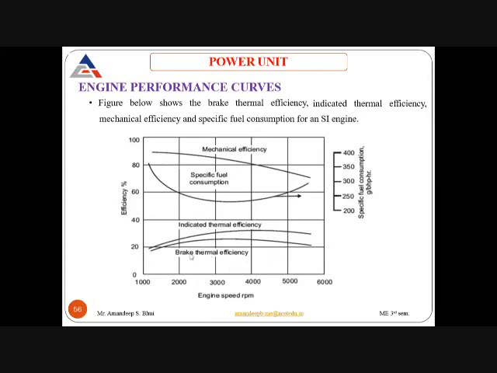Then similarly, the graph for brake thermal efficiency is less around the idle condition, and as the RPM starts to increase, it starts to increase, and around 3200 RPM it reaches its maximum possible value, and after that it starts to decrease as we increase the RPM. So this is your basic engine performance curve that correlates the various types of efficiencies and specific fuel consumption depending upon the RPM.